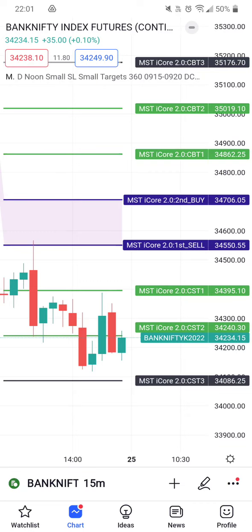What we are telling is, if you are following this indicator, you have to select any particular script and keep trading on that script. Don't change the script every day.